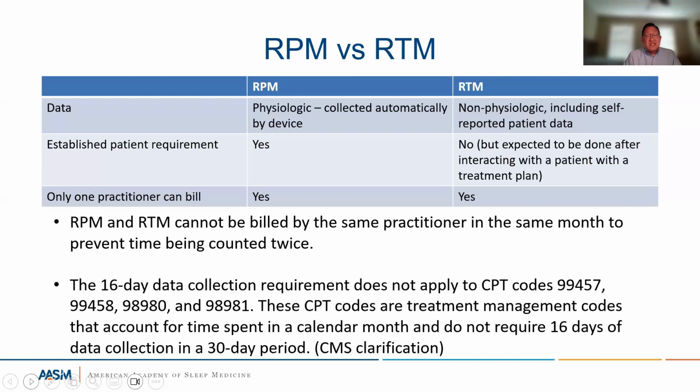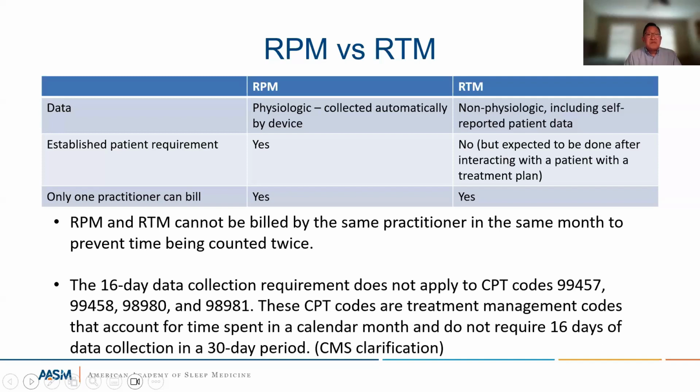Just to be safe, just know that it's probably best to bill these codes in the context of an existing established patient. The interesting thing is that for RTM codes, if you read the analysis on how to use these codes, I think the spirit of the RTM codes is that these are expected to be done after interacting with the patient with a treatment plan, but in their final rule, CMS didn't explicitly say that it's for an established patient, just like they did for RPM codes. But it's expected that they're going to probably revise that just to be very clear. And then it's important to know that for both RPM and RTM codes, only one practitioner can bill for these services in a 30-day period.